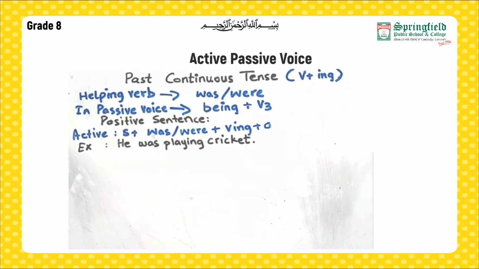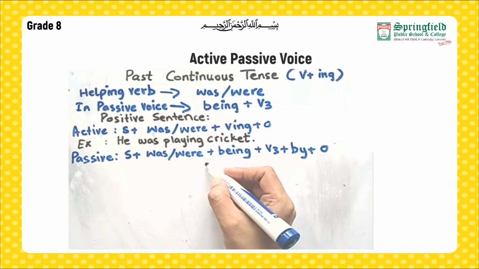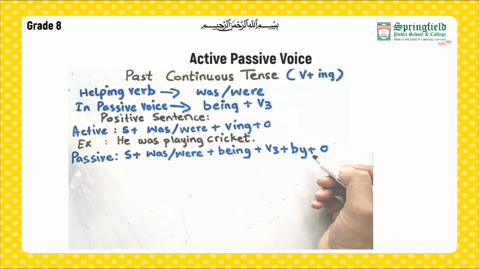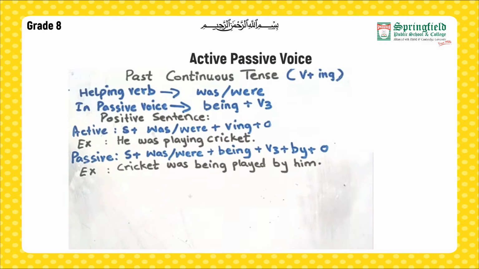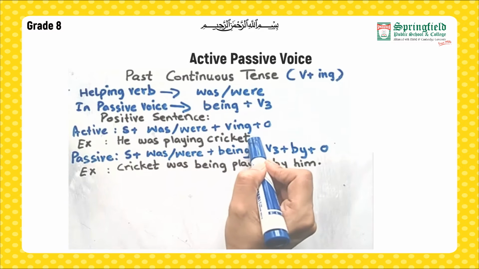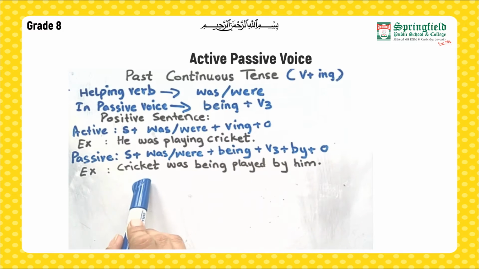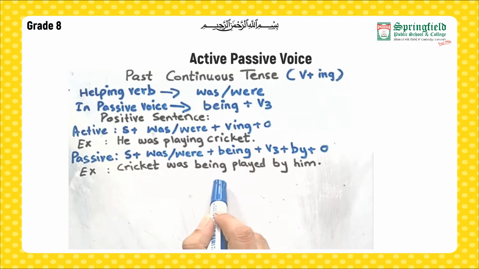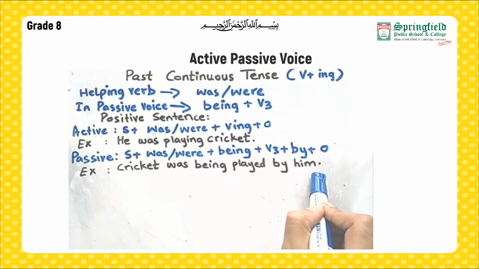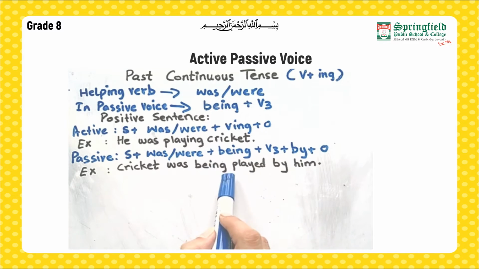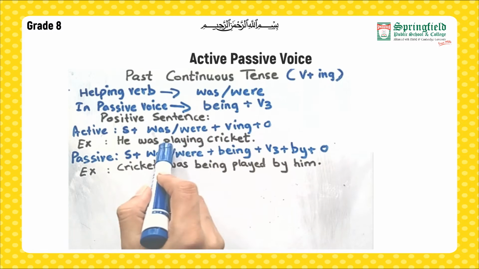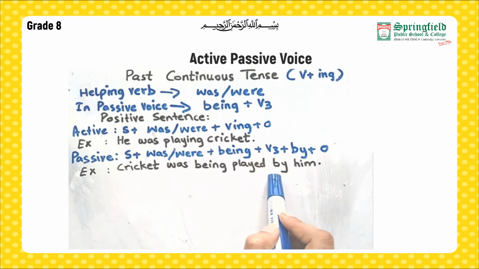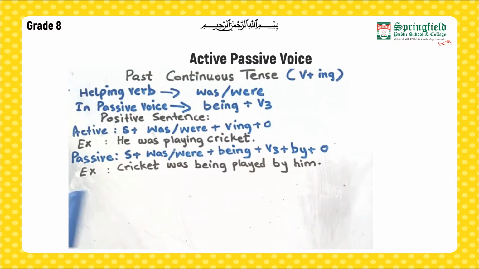In passive voice, the formula is subject plus was/were plus being plus verb third form plus by plus object. This sentence was in active voice, and when we changed it into passive voice, it is like, cricket was being played by him. As we said, we use being in place of the ing verb, and we use the third form of the verb as the main verb, and we use the word by, and then we wrote him. I hope that you have understood it.